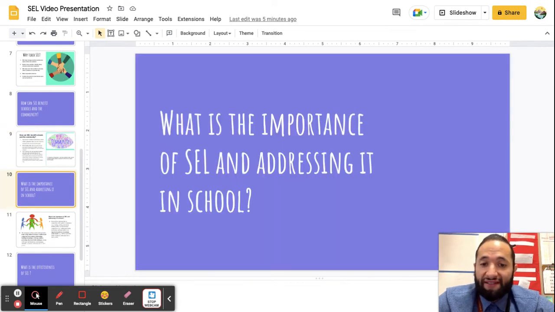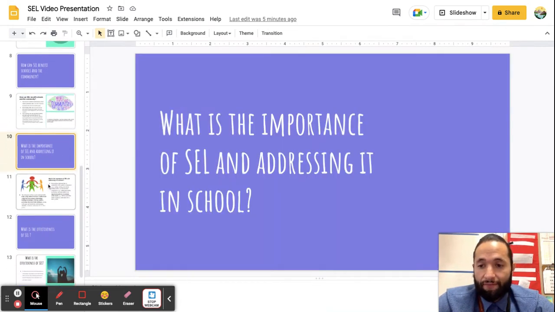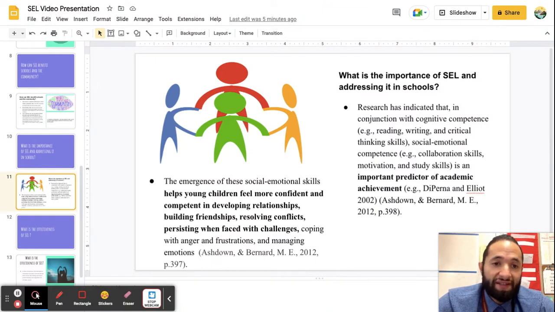What is the importance of SEL and addressing it in schools? Let's take a look. The bottom line is that it is important when we address social emotional learning in schools. It is an important indicator of academic achievement. We recognize that reading and writing are critical competencies in school, but so are the collaborative skills, the motivation, and the study skills that go along with academic achievement.